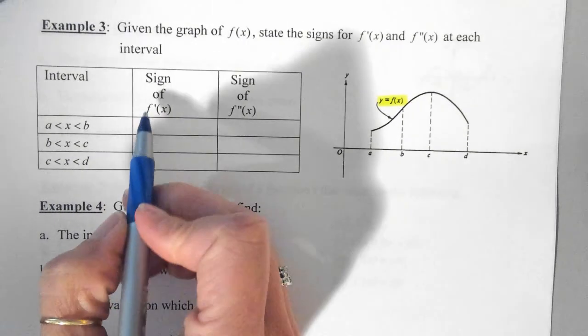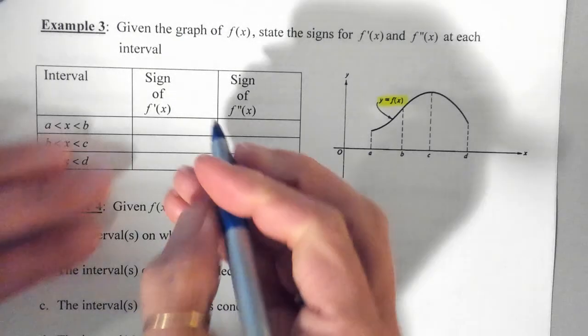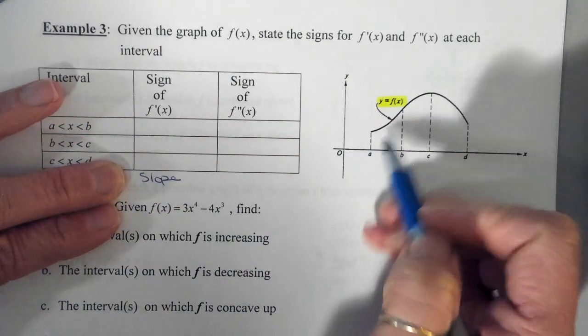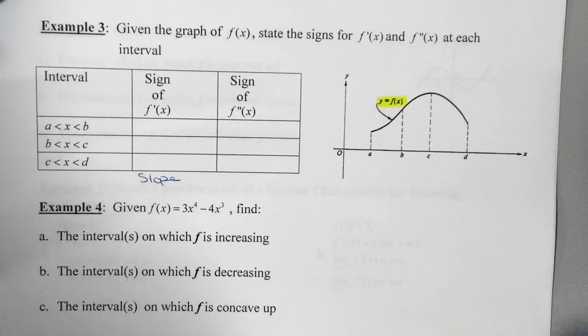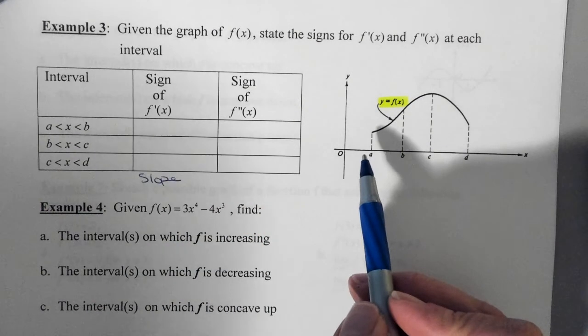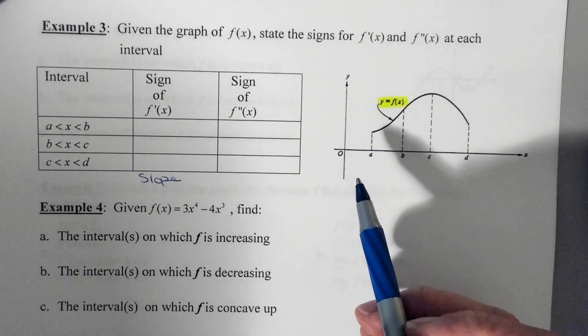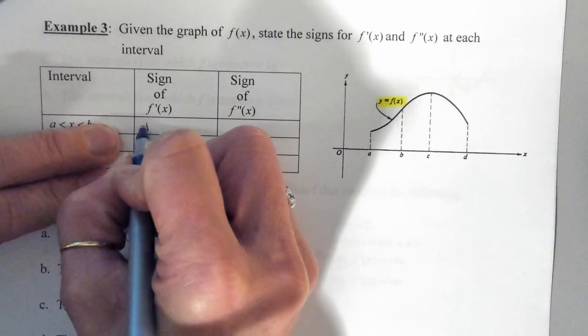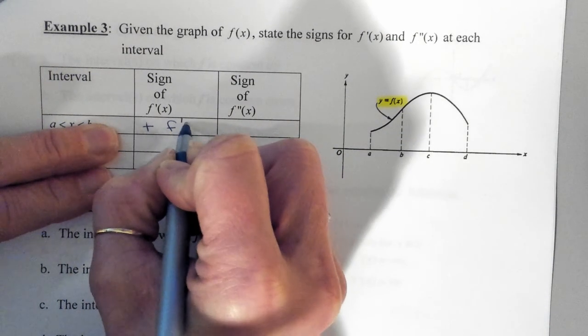So here, when we're looking at the sign of f prime, what you're looking at is the slope. Okay, because if this is f of x, you're looking at the slope. You're looking to see if the function is increasing or decreasing over that given interval, and then your justification would be if the slope, meaning f prime, is positive or negative. So when you look at interval a to b, is the slope positive or negative? Positive. That means f of x is increasing. So here the sign is positive. You would say f prime is greater than 0.